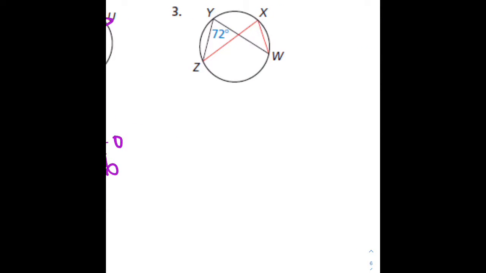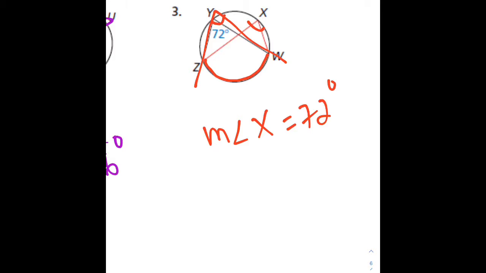All right, in this problem, they want you to find the red angle, and I notice that the red angle cuts off, or subtends, arc ZW, and so does angle Y. So that means angle Y and angle X have to be the same, so the measure of angle X is also 72 degrees.